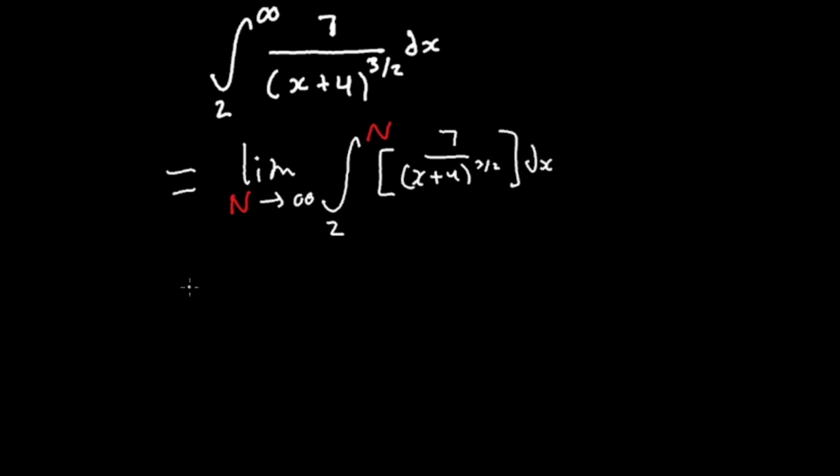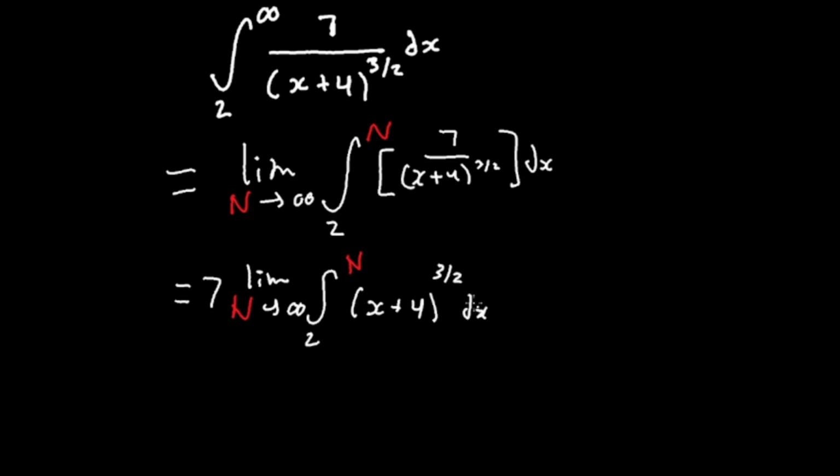dx. So what I'm going to do next is pull out this 7. So it's going to become 7 times the limit as n goes to infinity of the integral from 2 to n of x plus 4 to the negative 3/2 power. I'm going to write that as negative because it's in the denominator, so you can put it in the numerator and flip the sign.